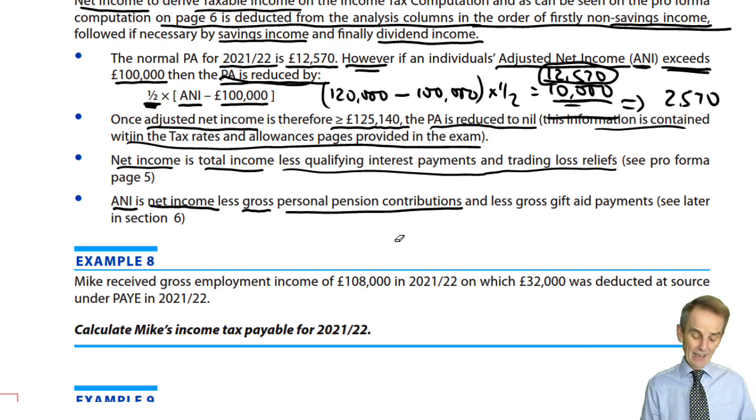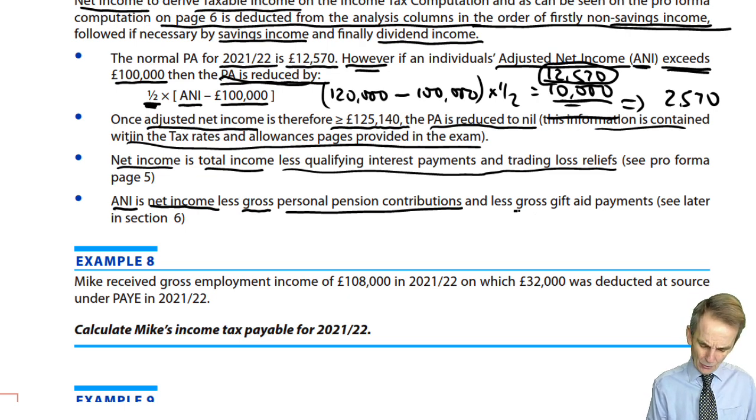So at the moment, this is just a label. If you were told that you had gross personal pension contributions of £5,000, you deduct that from your net income to give adjusted net income. There is then one further deduction, again, that we'll read about and learn in section 6 of this chapter, referred to as gross gift aid payments.